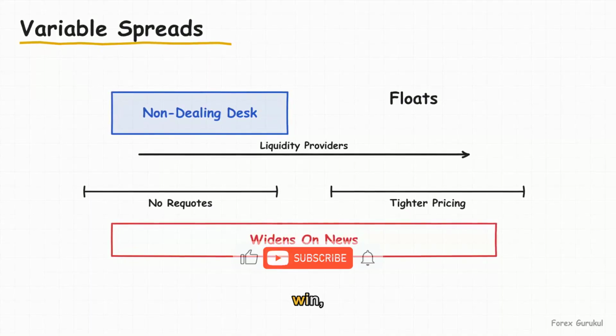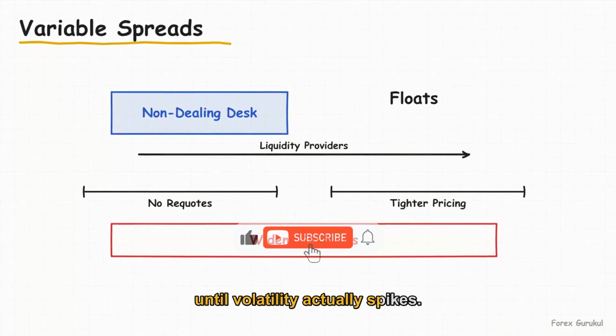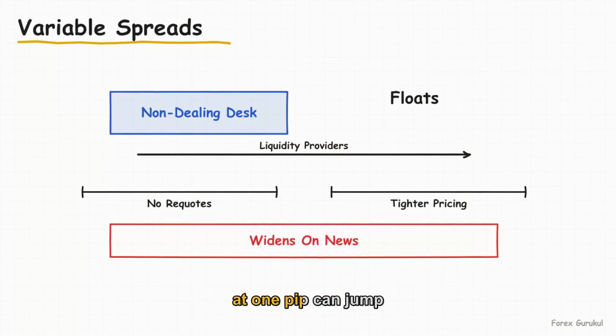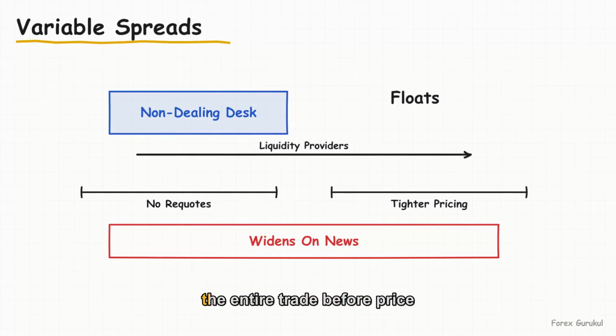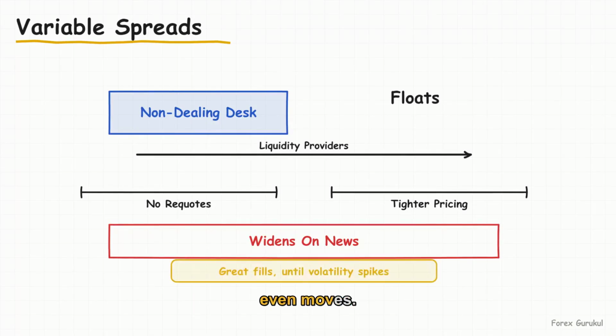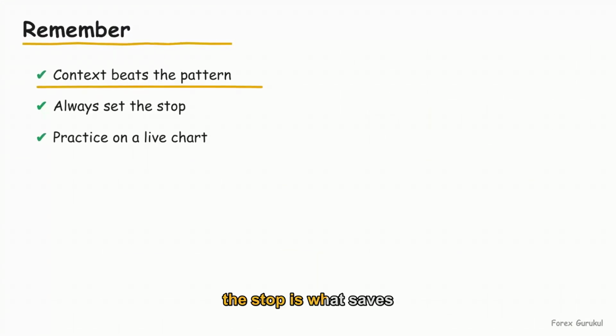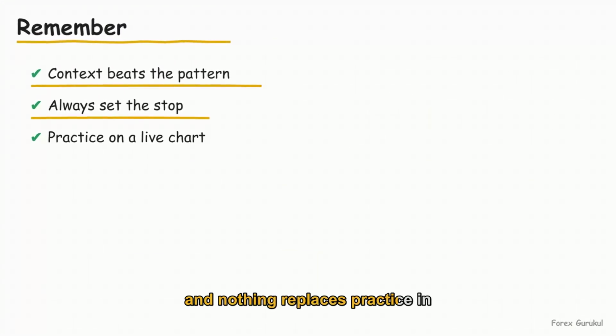That sounds like a clean win, until volatility actually spikes. During a major news release, a spread that normally sits at 1 pip can jump to 10 or more in seconds. For a scalper chasing a 5 pip target, that widening alone can erase the entire trade before price even moves. So which one actually fits a trader like Priya? Remember, context beats the pattern, the stop is what saves you, and nothing replaces practice on a live chart.